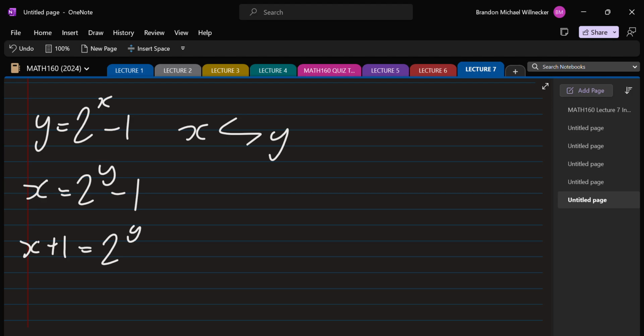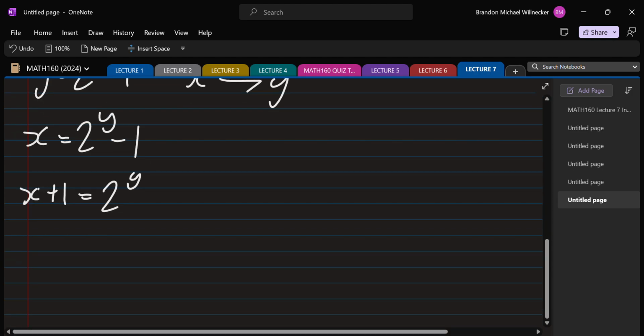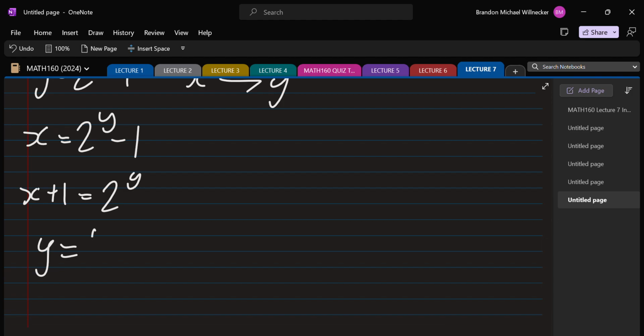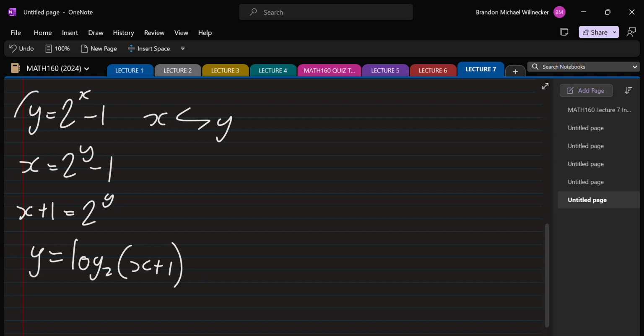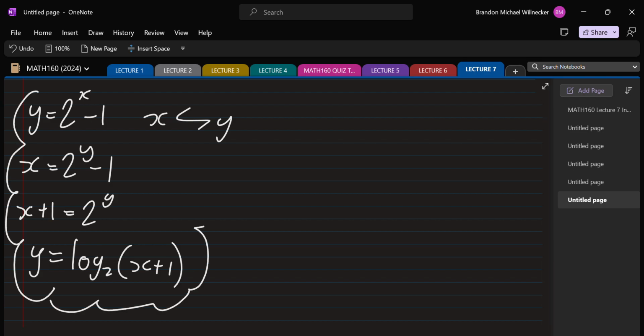Now we want the y to be down. How do we undo exponentiation? Logarithms. Good. See, we knew what the inverse was already, but now we're just being careful about it. So this is log base 2 of x plus 1. Again, this is all in a little cloud. This is stuff on the side, a little side working that we do.